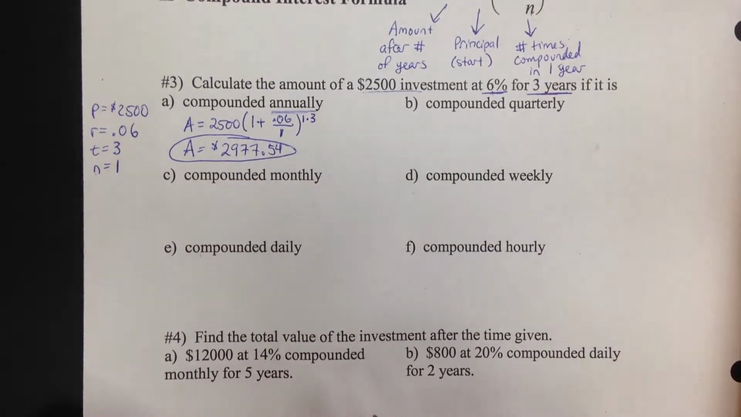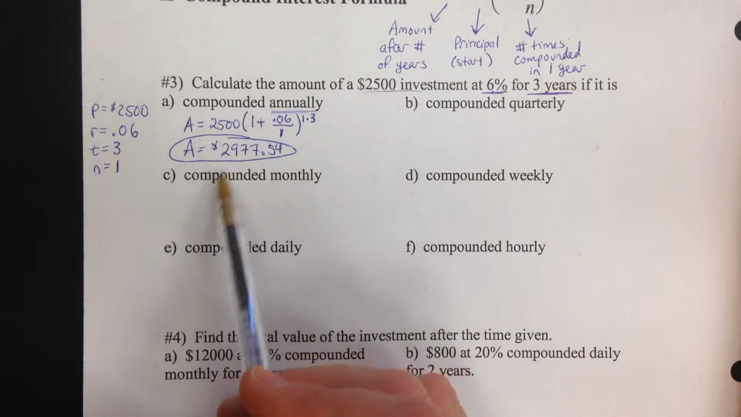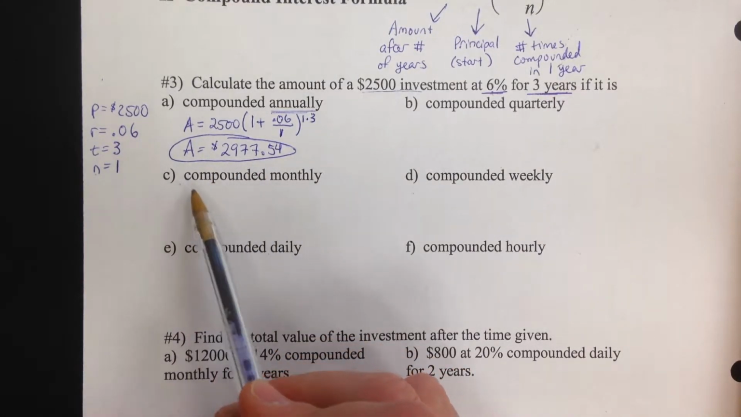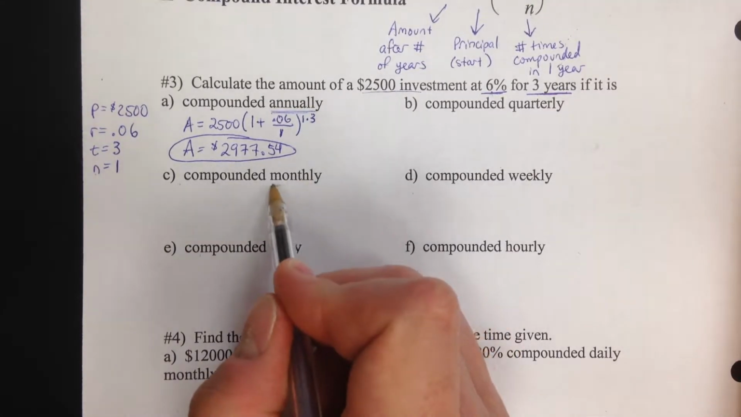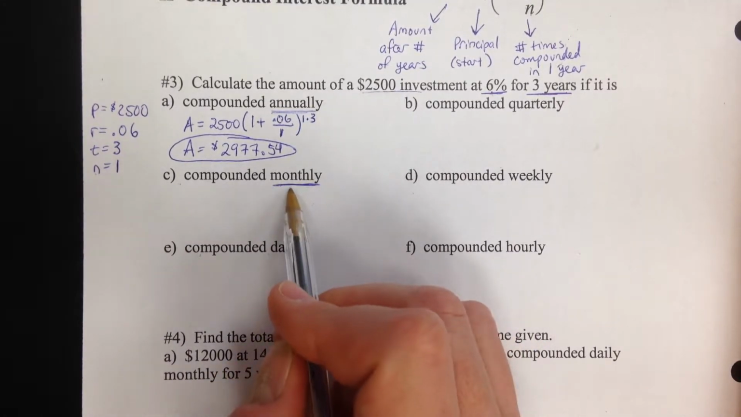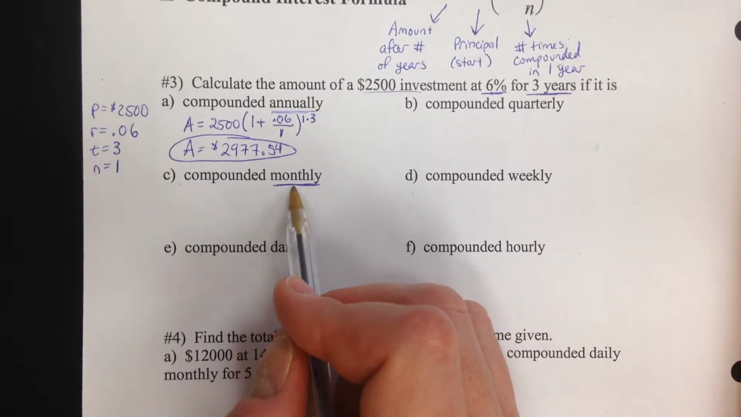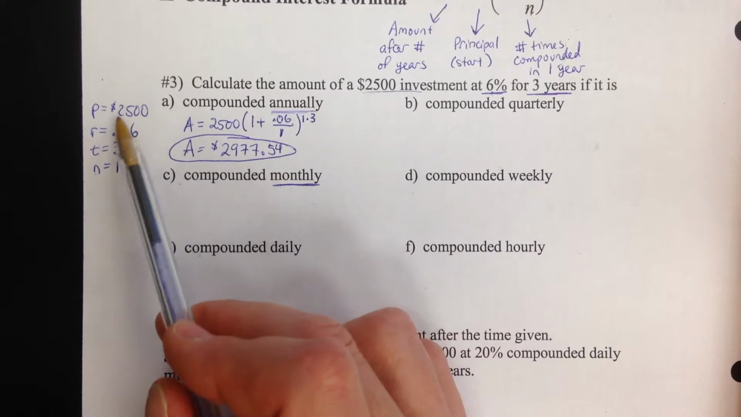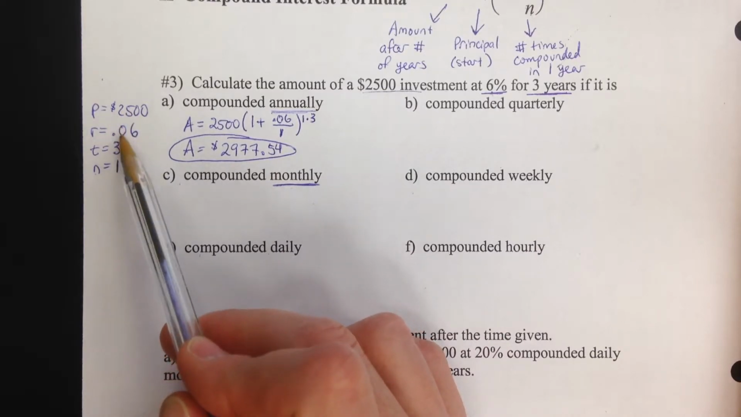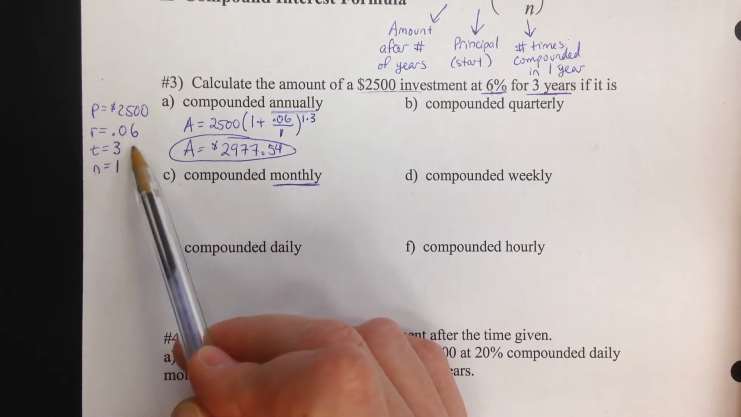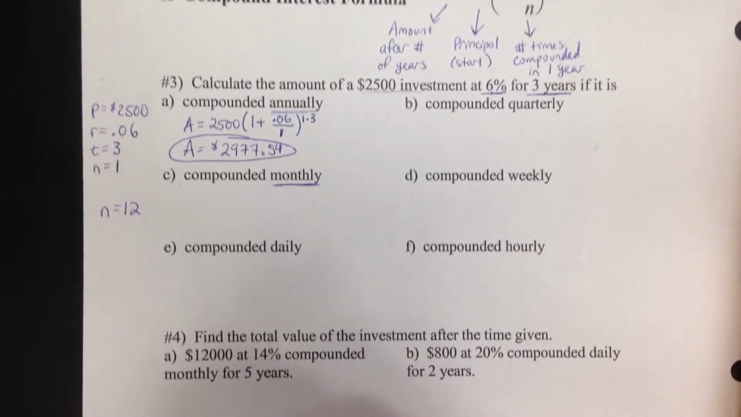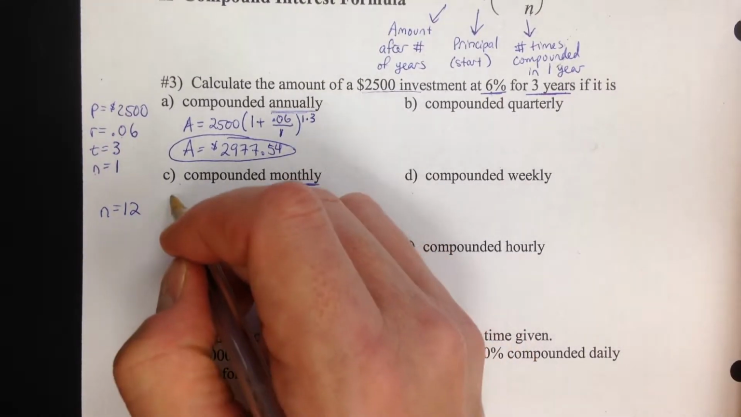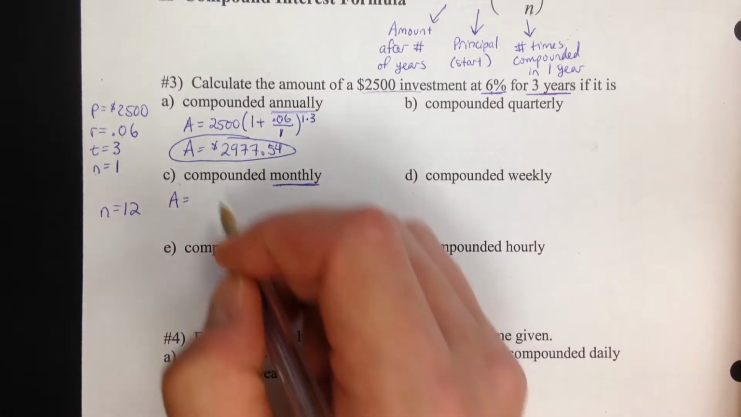Now what happens if we take the exact same situation, I'm going to go to part C here, the exact same situation, but we want to compound monthly. So think about how many months are in 1 year, and that answer is 12. So we're going to use the same variables for P, principal, the rate is 6%, the time is 3 years. The difference is that now the n value is 12.